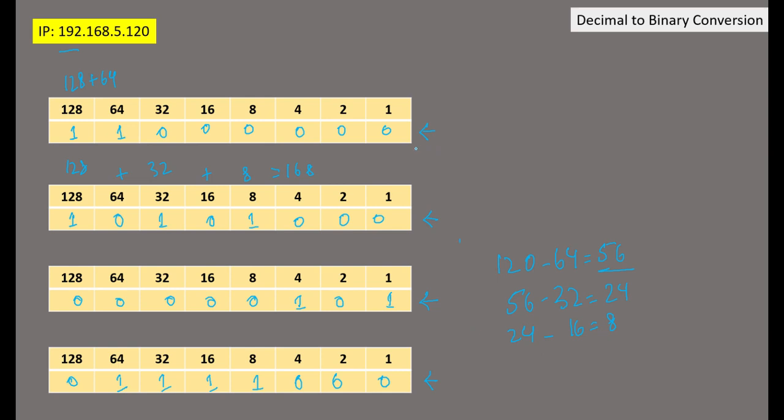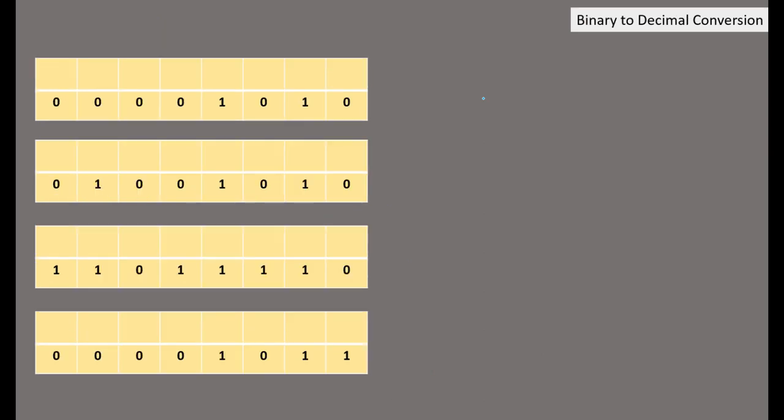Now this is the binary representation of the IP 192.168.5.120. Now let's try to reverse this and convert binary into decimal. Here I have the binary representation, and I don't know what the IP address is, so I will try to get the IP address. As before, I will write the powers or the weights on every bit. So this is 1, 2, 4, 8, 16, 32, 64, 128.